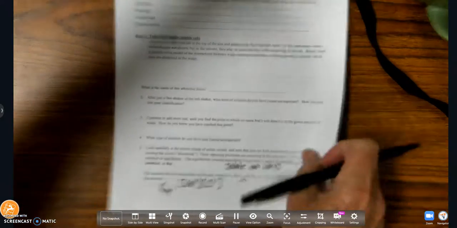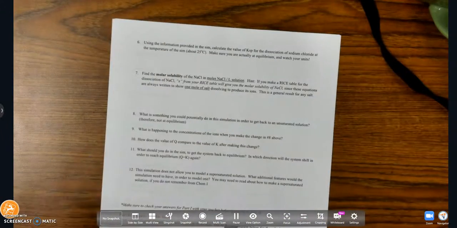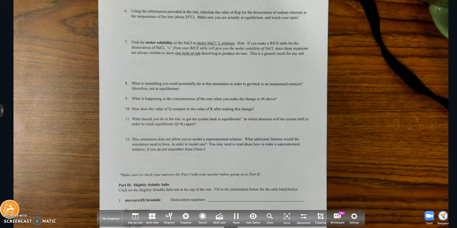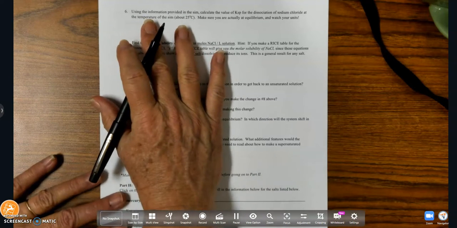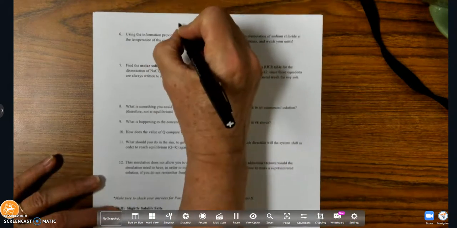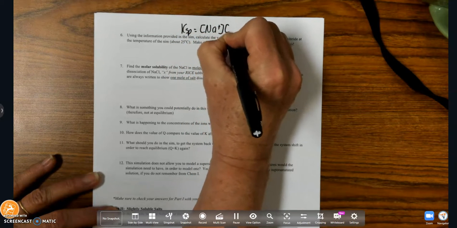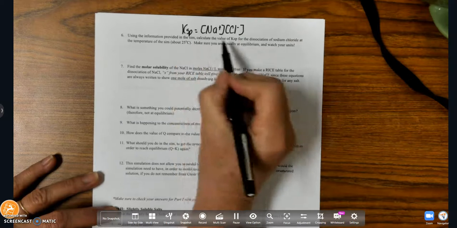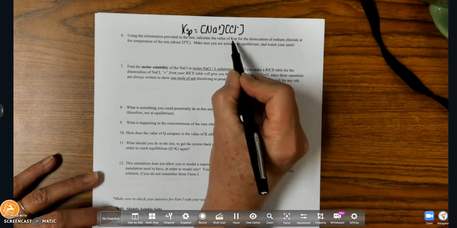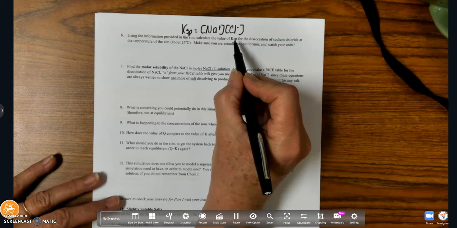Okay, so let's go back to the handout. So this is my Ksp, and what we're going to do is what we have done before. We're going to calculate the equilibrium concentrations of our ions. But we're also going to do one more thing. We're going to learn about what is called the molar solubility. All right, so let's start with what we know. It says using the information here, so remember we said that Ksp was equal to [Na+][Cl-]. All right, it says calculate the Ksp, and we're going to use the sim to do that.